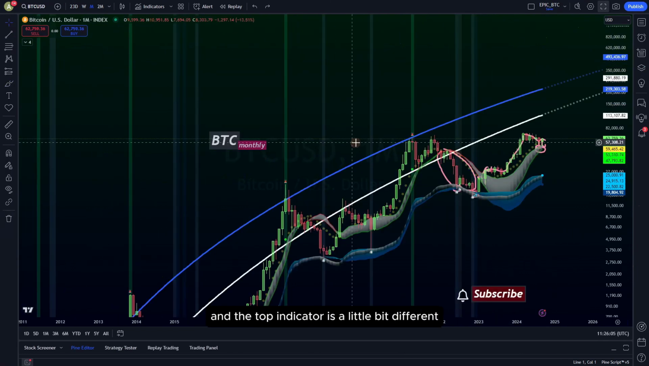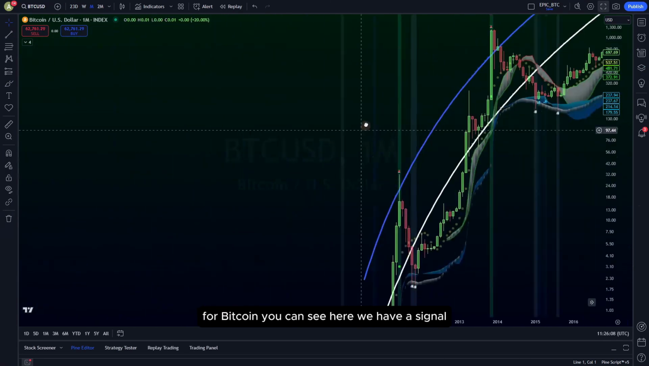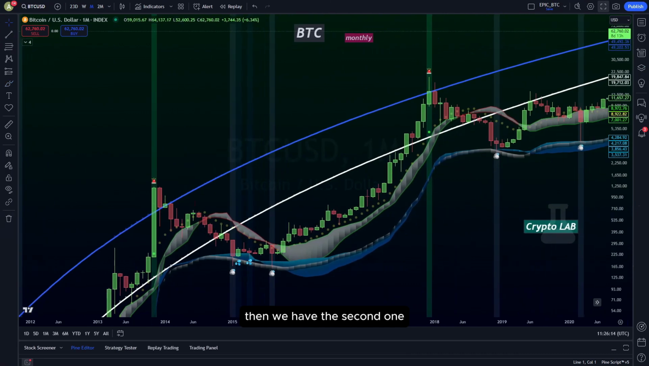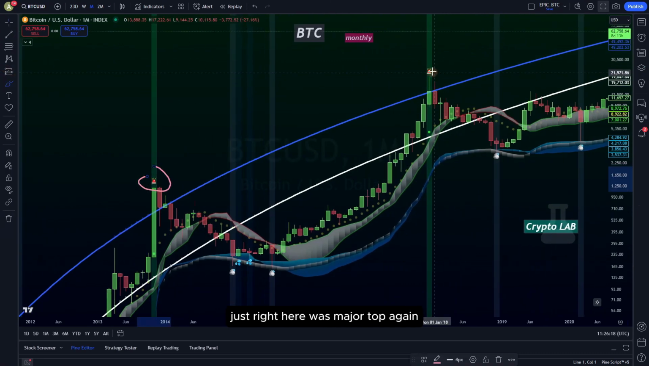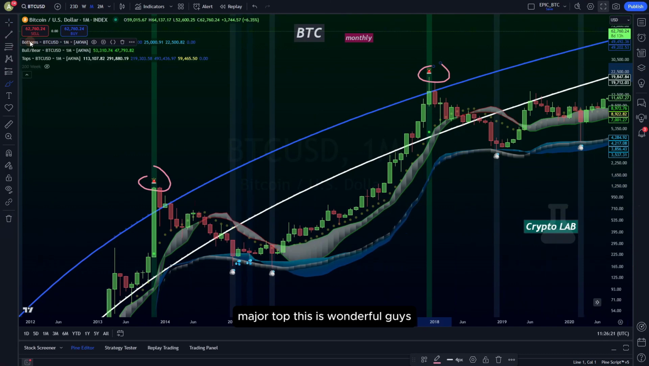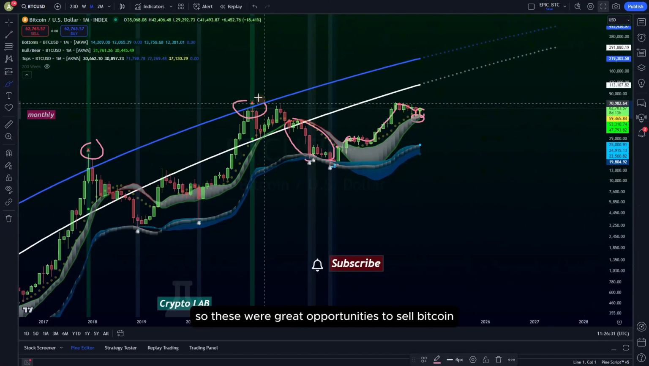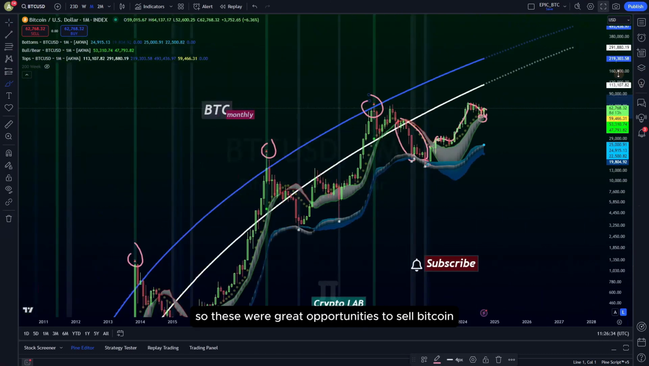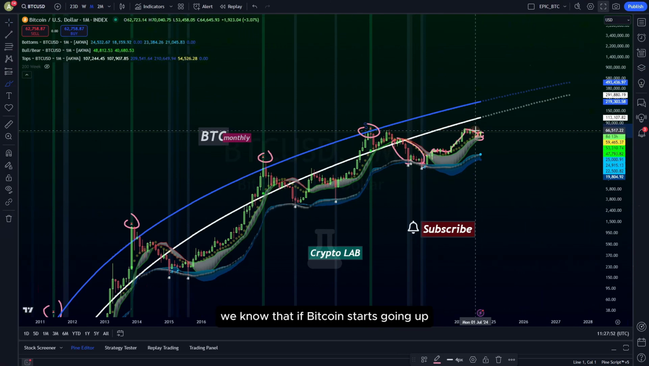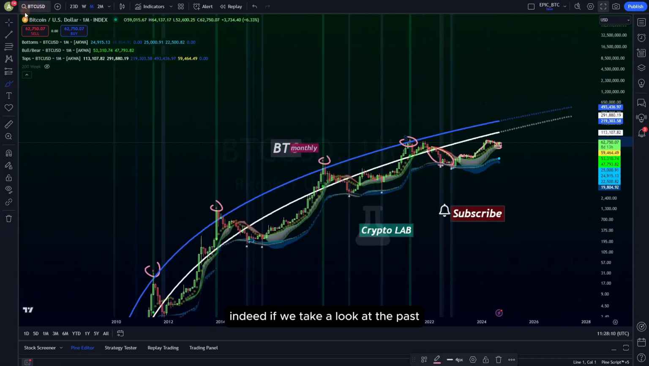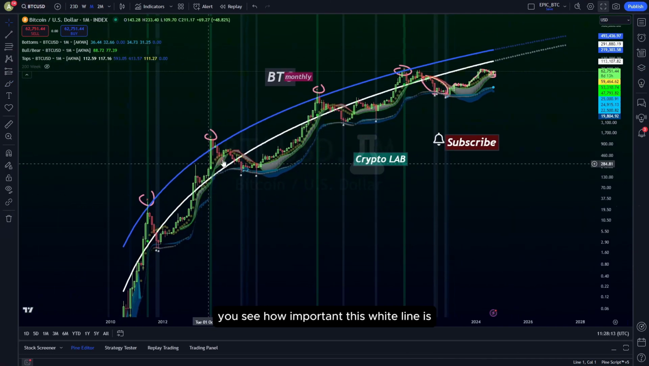And the top indicator is a little bit different for Bitcoin. You can see here we have a signal, for example, just right here. Then we have a second one just right here. It was a major top, again, a major top. This is wonderful, guys. And you see this one is on the monthly time frame again, and here we have a major top. So these were great opportunities to sell Bitcoin. And with this indicator, we know that if Bitcoin starts going up, the next level to watch is this white line. Indeed, if we take a look at the past, you'll see how important this white line is.